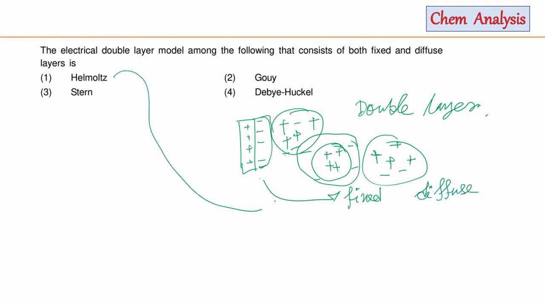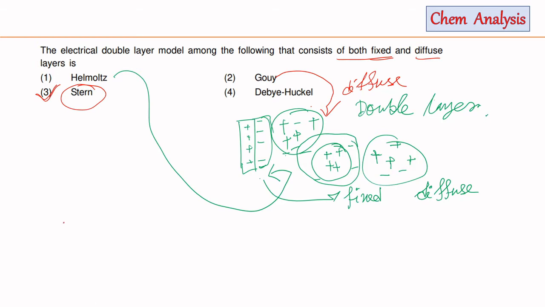First of all, Helmholtz gave the concept of fixed layer, and next Gouy-Chapman gave the concept of diffuse layer, and by combining this concept of Helmholtz and Gouy-Chapman, later Stern gave the concept of both fixed and diffuse layer in case of colloidal solution or electrode dissolved in an electrolyte solution. So the concept of both fixed and diffuse layer, that is electrical double layer, was given by the scientist Stern, and it is known as Stern double layer concept.